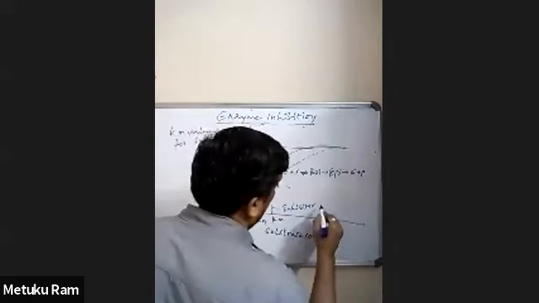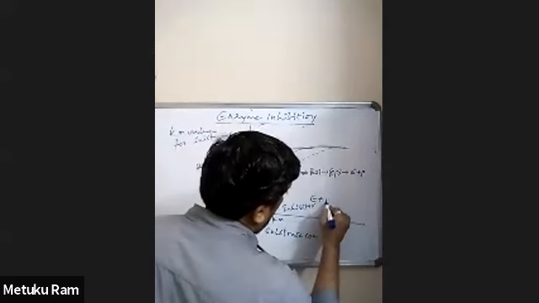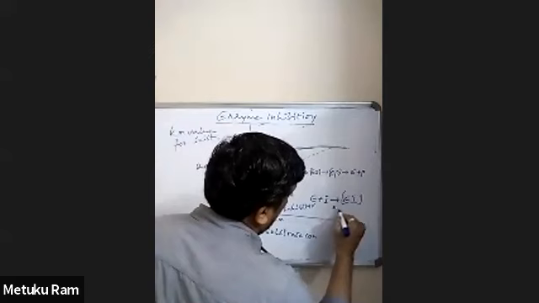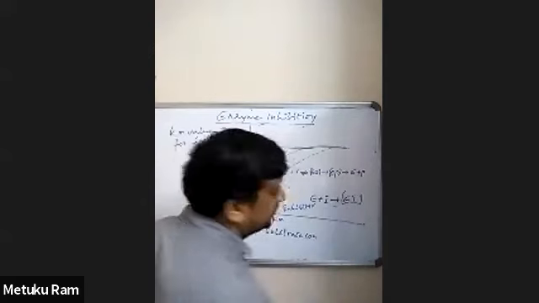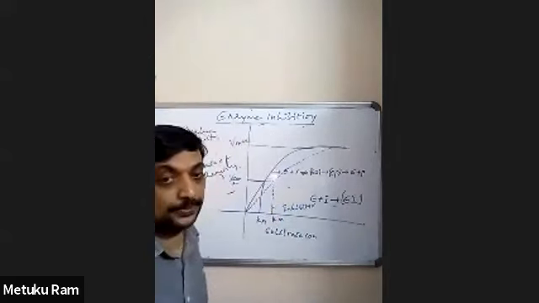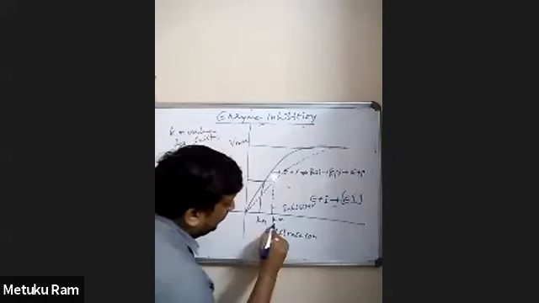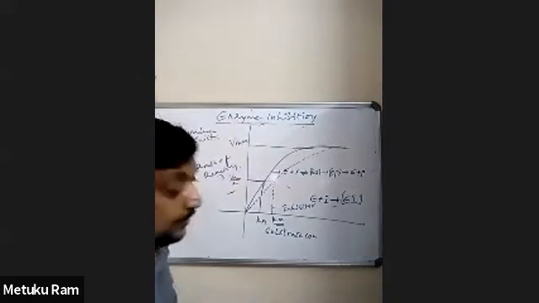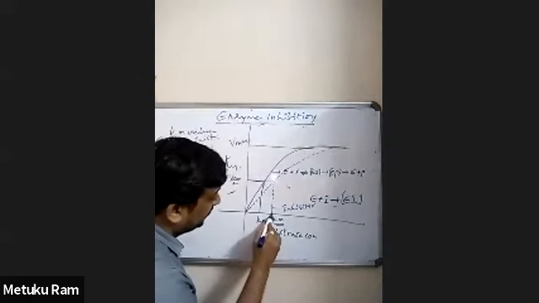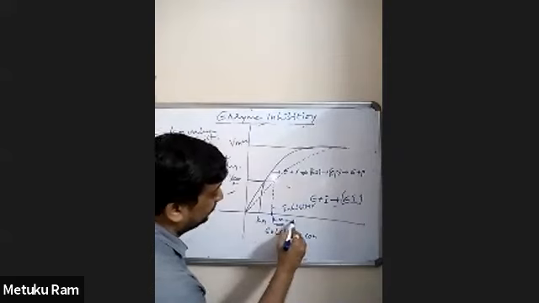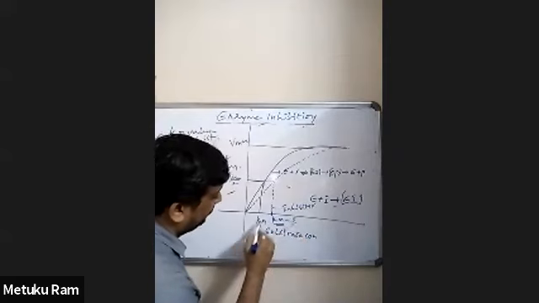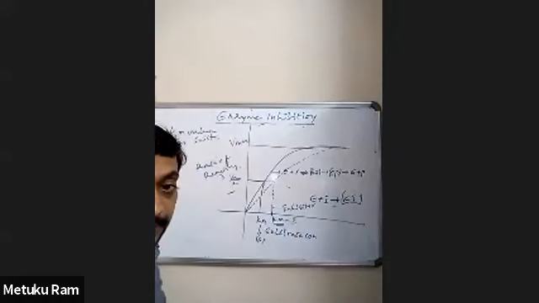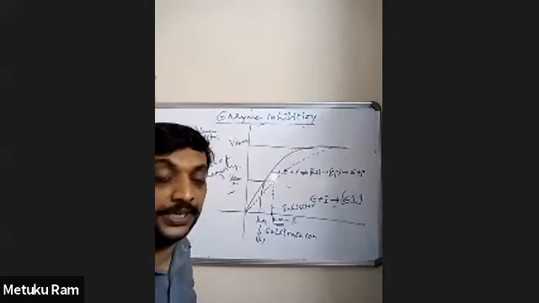Inhibitor means here enzyme plus I together will form EI complex, and with the EI complex, no catalysis will take place here. And the Km value increases in the case of competitive inhibition. Observe here, this is the Km for this inhibitor, and this is the Km for this substrate. So the value of the Km increases, the Vmax value will remain constant.